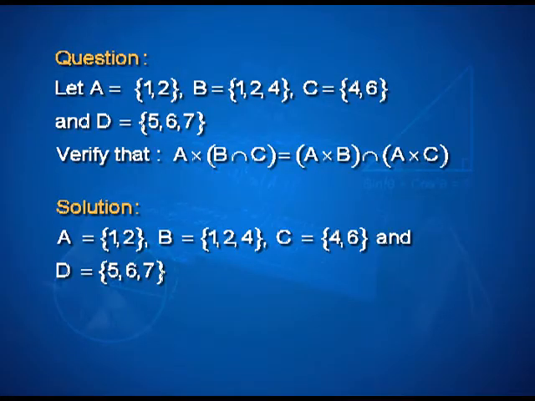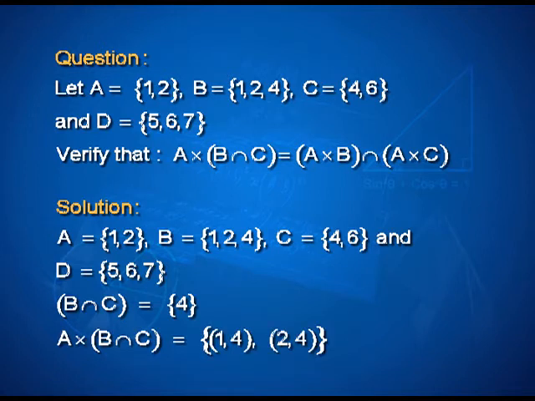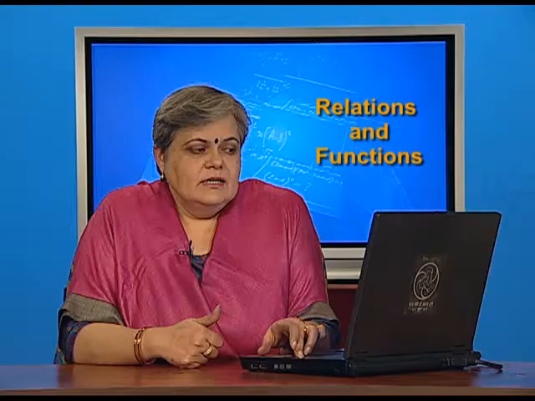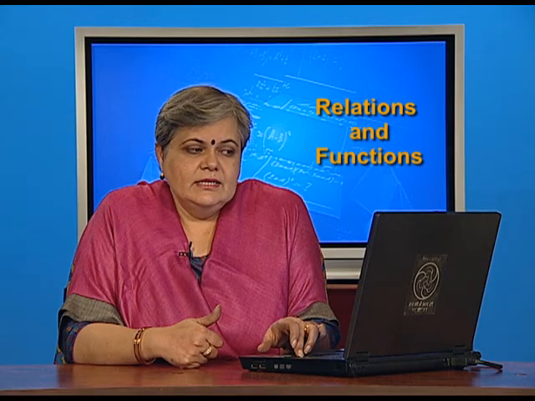To begin with, if you find B intersection C, it is the common element of the sets B and C, which gives you the set with number 4. And so, the set {1, 2}, that is the set A cross {4}, would give you 2 elements (1, 4) and (2, 4). Let us find what the right hand side will be.